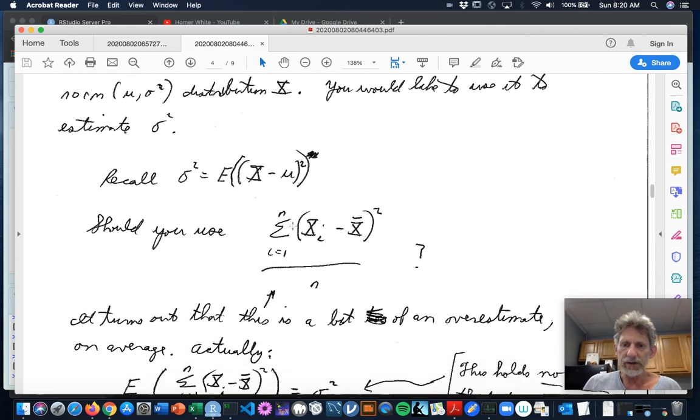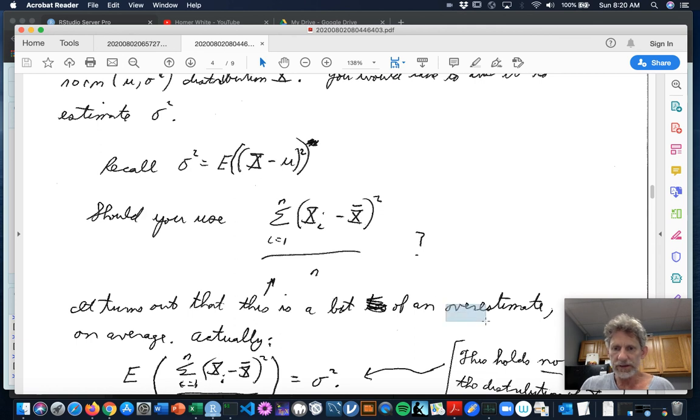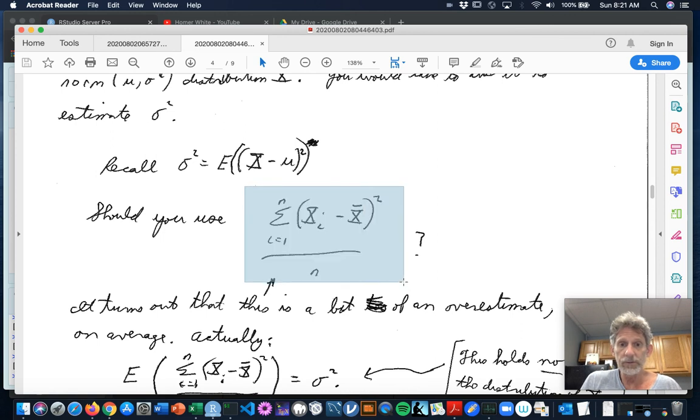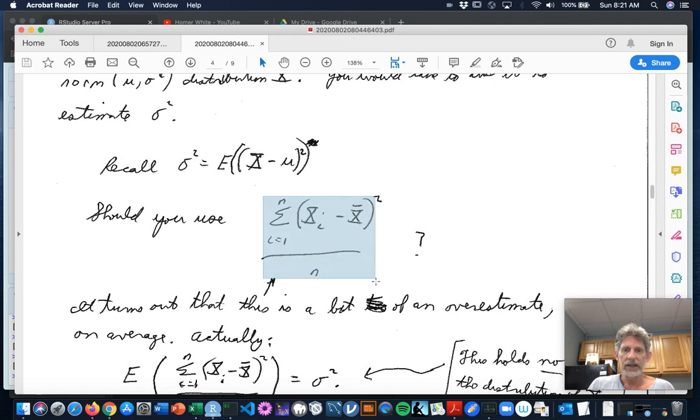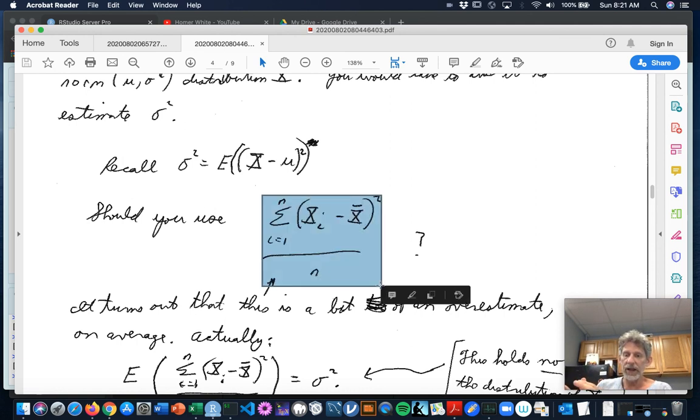But it's a bit of an underestimate. That's a typo there, I'm going to correct that. It's actually a bit of an underestimate of sigma squared on average. I mean, sometimes it could turn out bigger than sigma squared, sometimes less than sigma squared. This is a random variable after all. But the expected value of that is actually a little bit less than sigma squared.